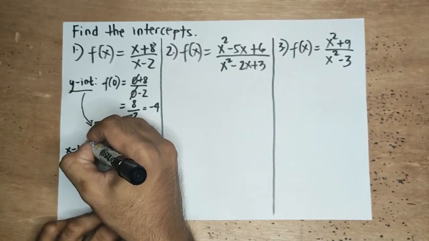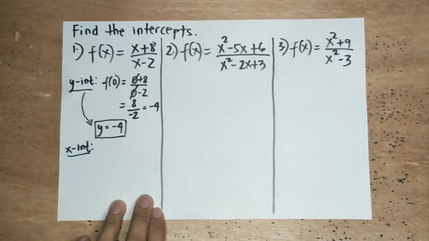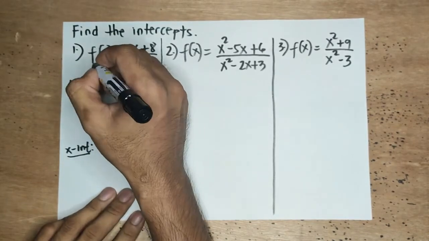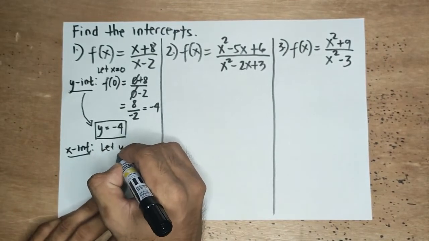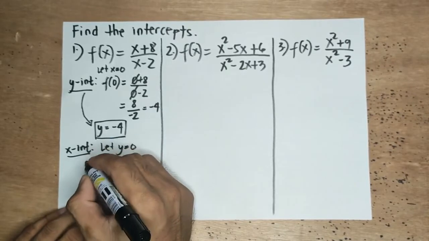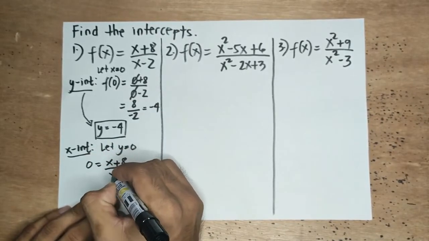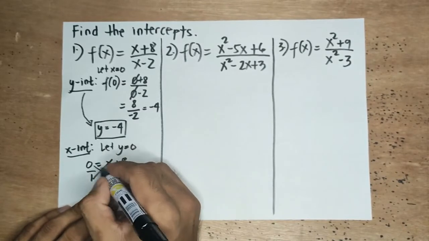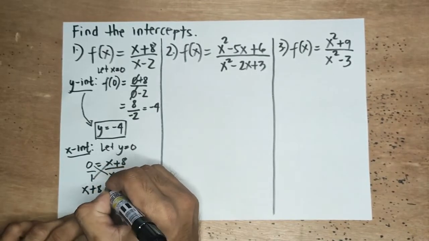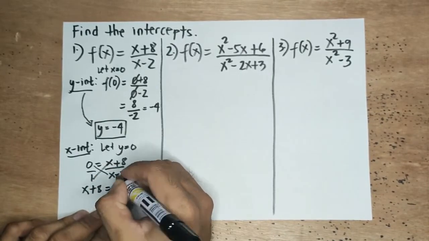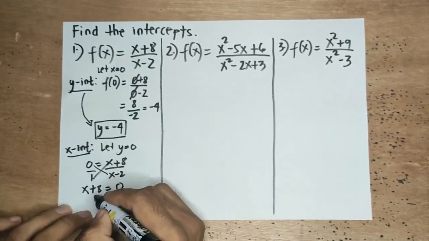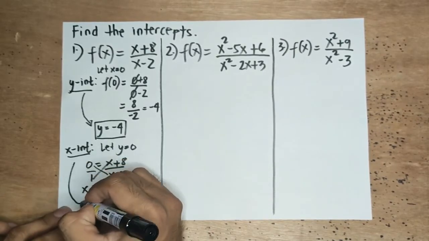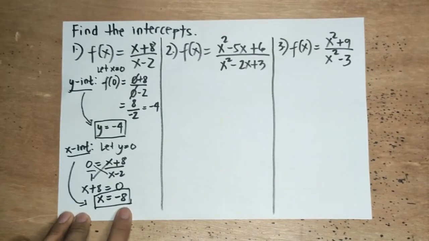For the x-intercept, we substitute 0 to y. Here in y-intercept, we let x be equal to 0. Here, for x-intercept, we let y be equivalent to 0. So doing so, we have 0 is equal to x plus 8 all over x minus 2 all over 1, cross multiply, 0 na yan agad. So we have x plus 8 is equal to x minus 2 times 0, which is 0. So transposing positive 8 to the right, it will become negative 8. Therefore, our x-intercept is x is equal to negative 8.